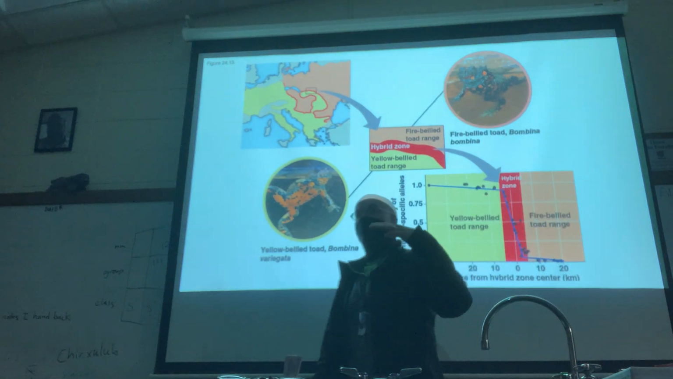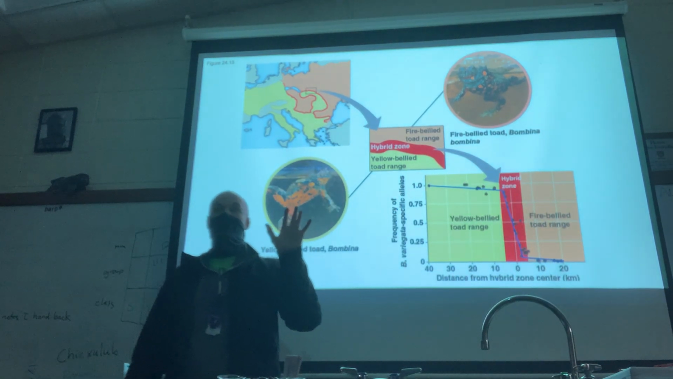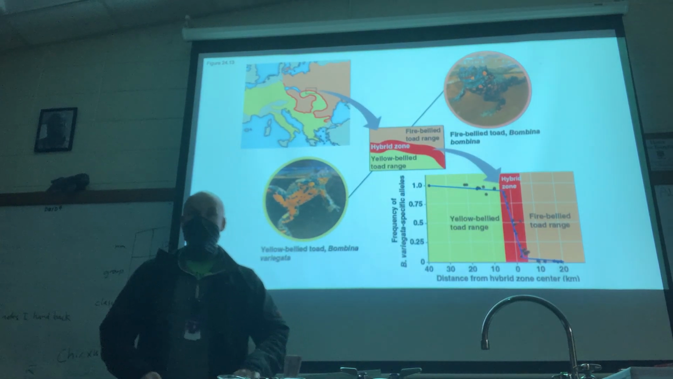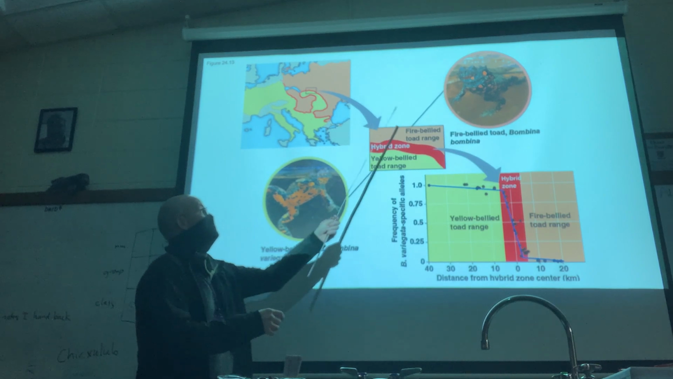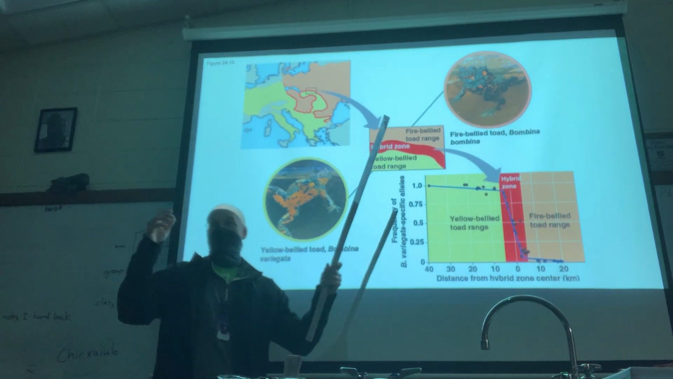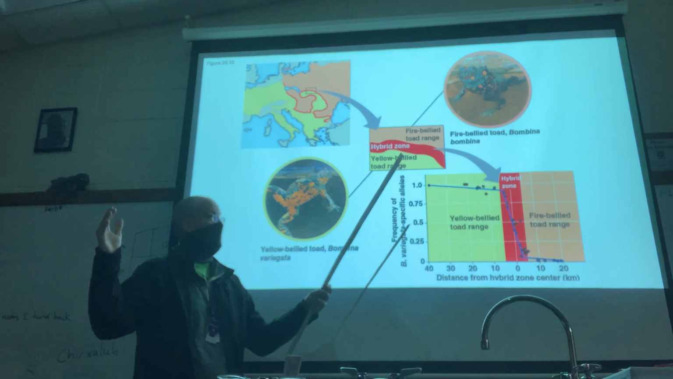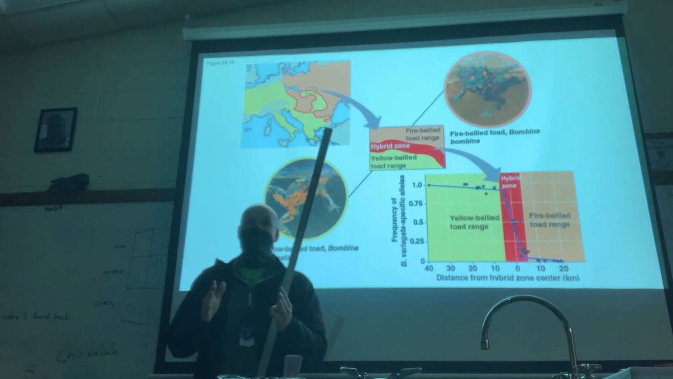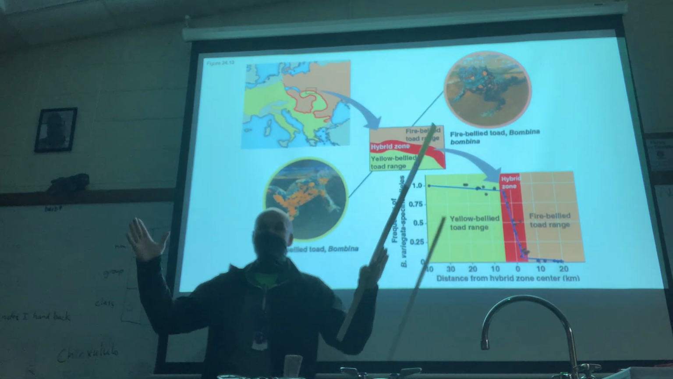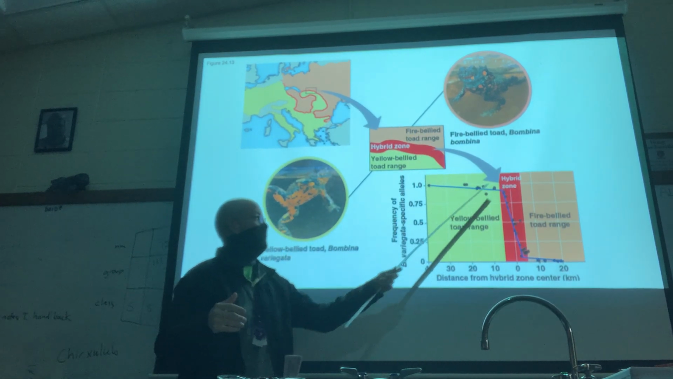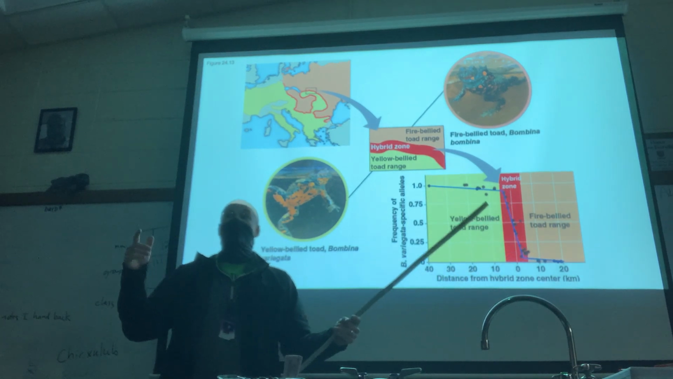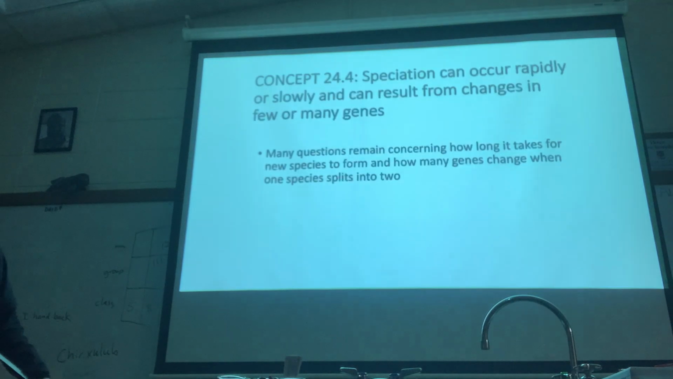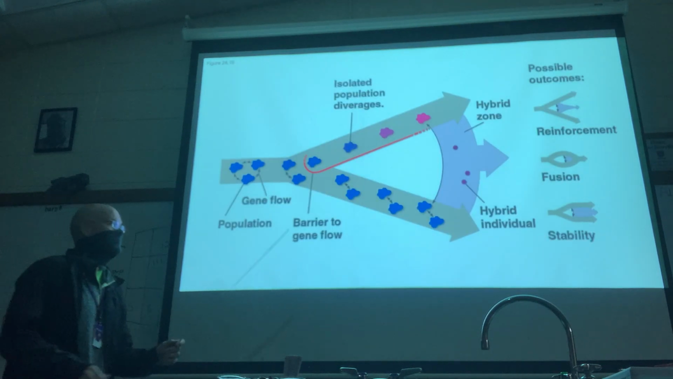Now, the reason hybrid zones are important is because they may cause these two different parent populations, as they call them, to be isolated even more from each other because of this zone, but sometimes the opposite effect happens. So there's really three possibilities that happen.